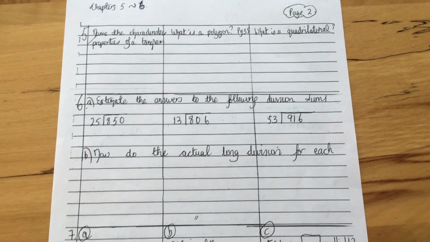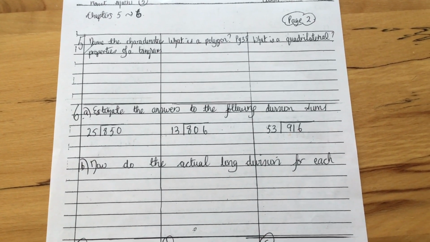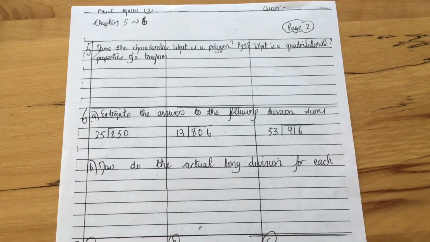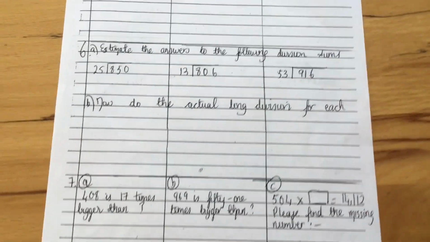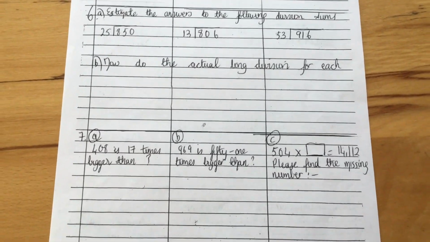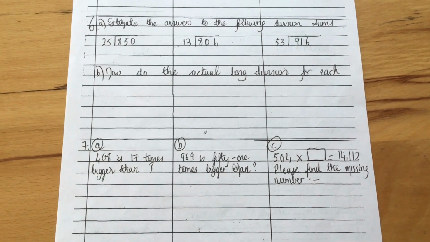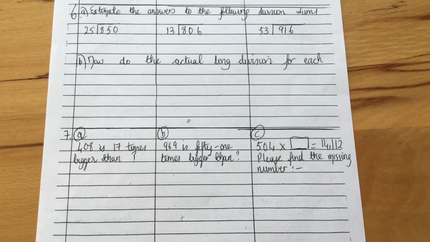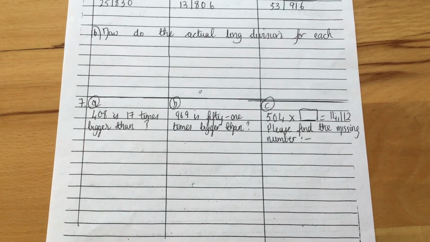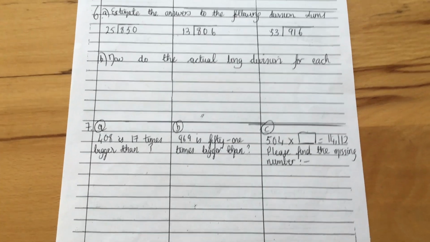The same for 13 into 806, so that'll be 10 into 800. And then 53 would be 50 into 900, okay? And then you do the actual sum beneath. Now, 7a, 408 is 17 times bigger than what number? So you must work that out. Please do the sum out properly and do it vertically.